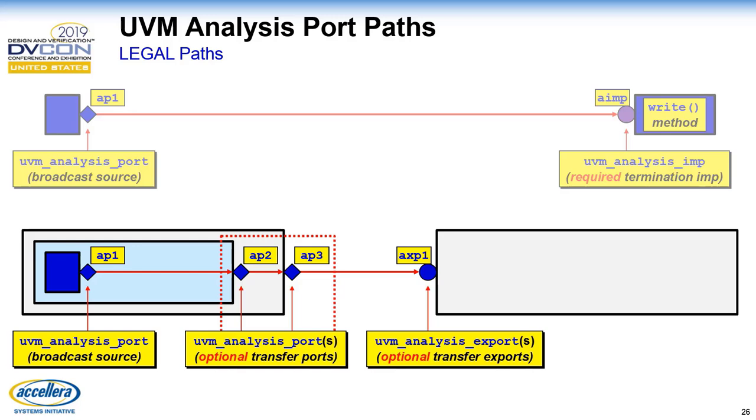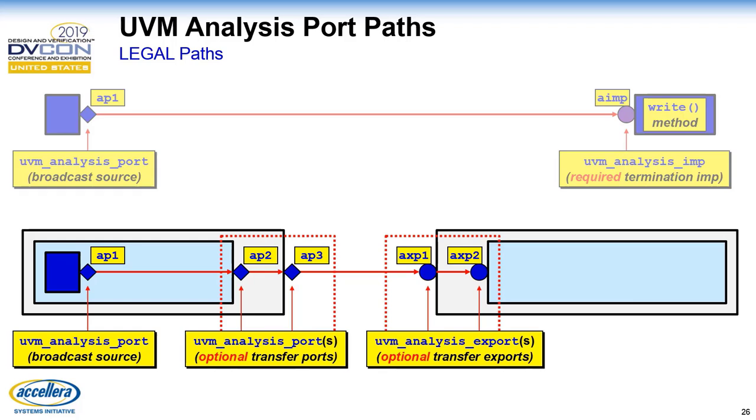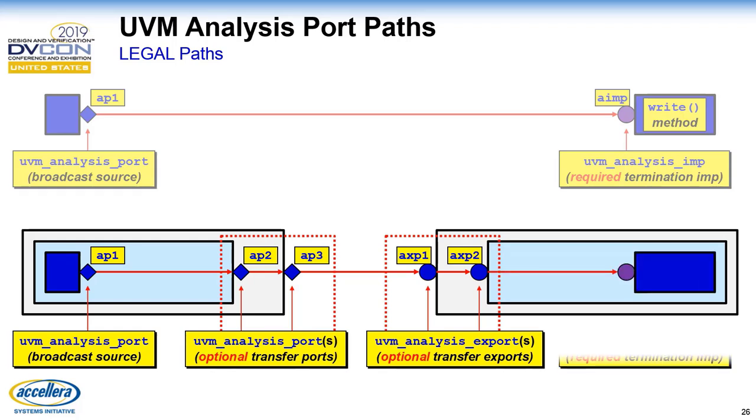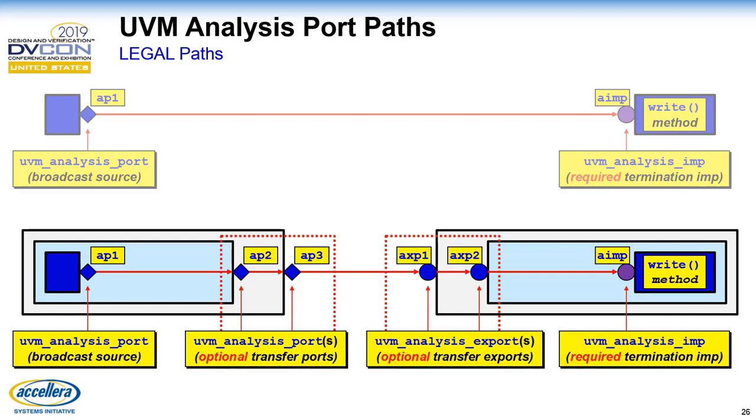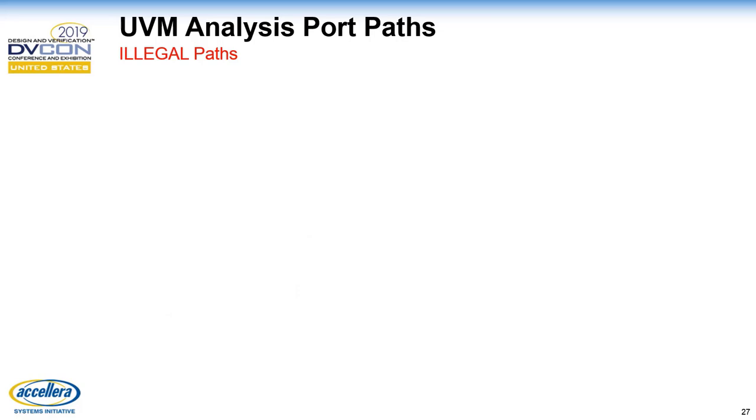They're just transfer points. And that could show up at another analysis export on another component inside of that component. And finally, it shows up at an analysis implementation port on another component, and that terminates the path. And wherever you've got an analysis implementation port, you must provide a write method. The write method, again, says, what are we going to do with this broadcast transaction now that it has reached the final point? Illegal paths for analysis ports.